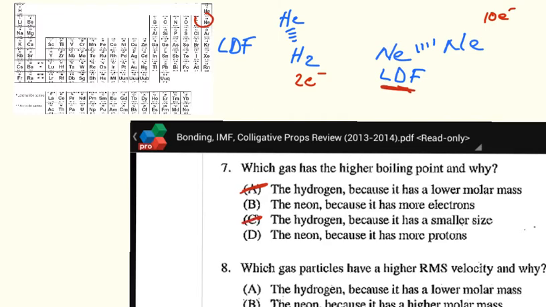So the neon, because it has more electrons, that's a possibility. The neon, because it has more protons, no. Remember, it's polarizable electrons that cause something to have stronger London dispersion forces.